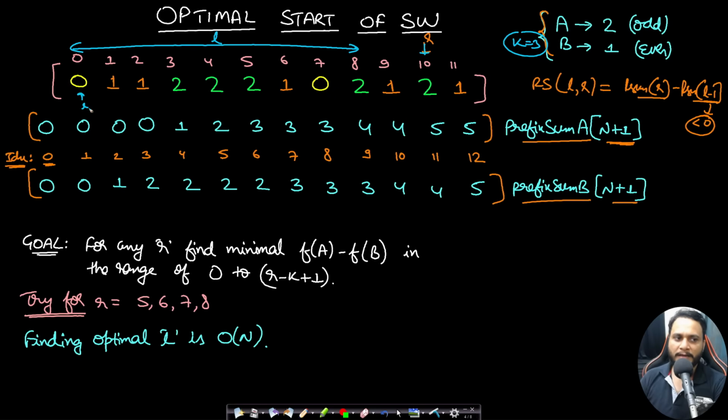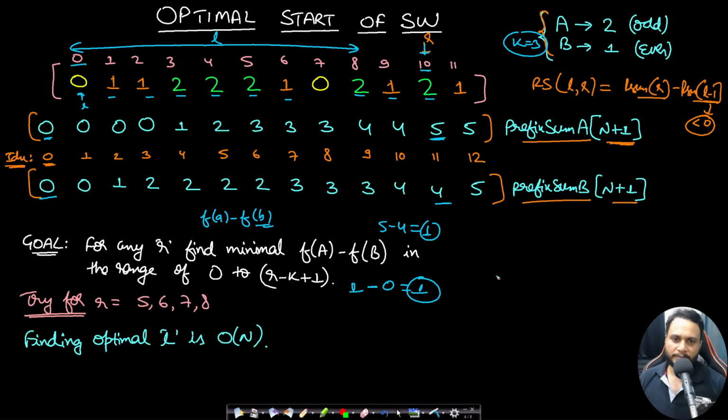So we may have to have L here, that means at index number 0, and try to find out the value of f of a minus f of b, which is done by taking at 10 what is the difference between this 5 minus 4, which is 1, and take this 1 and subtract it with the L minus 1th value, that means 0 minus 0, which is 0. That means the difference between the count of 2s and 1s will be 1. You check it out. 1, 2, 3, 4, 5 2s and 1, 2, 3, 4 1s, right? So this is how it is done.